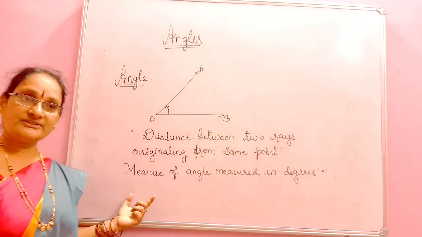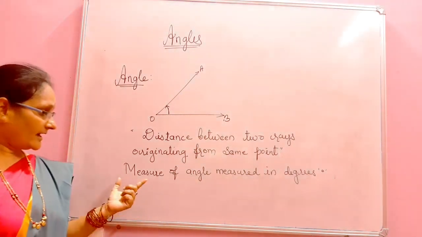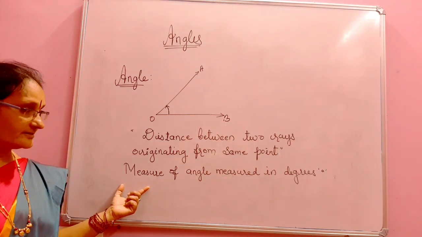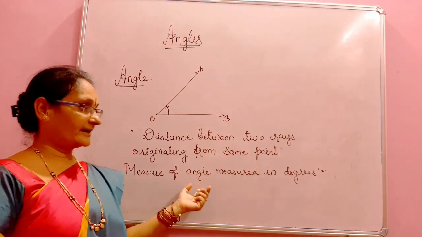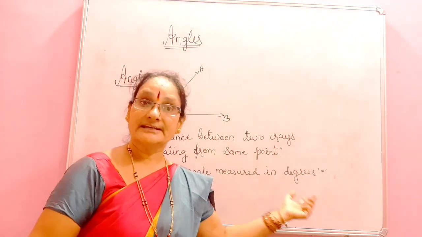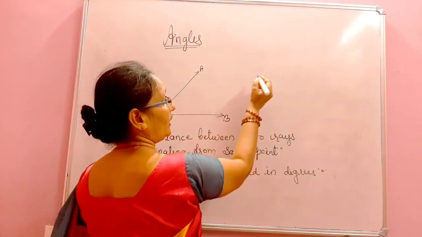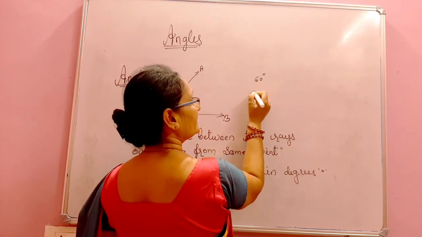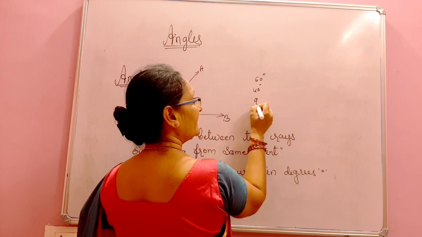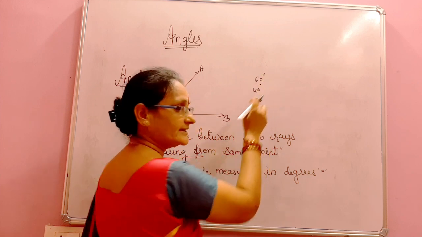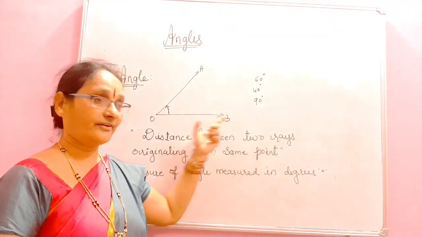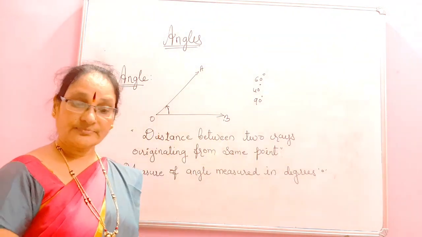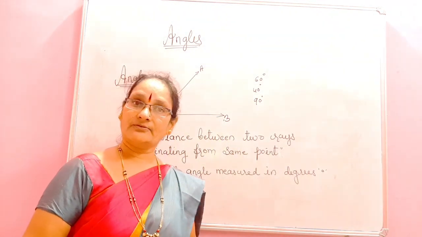Then how do we measure the angle? Angles are measured in degrees. You might have observed 60 degrees, 40 degrees, 90 degrees. This degree is nothing but a measure of an angle. Now let us see the kinds of angles.